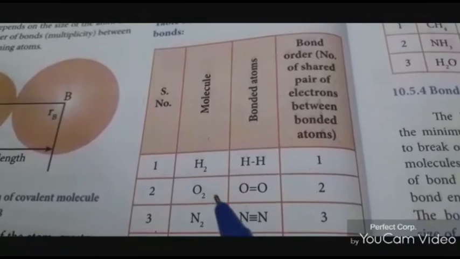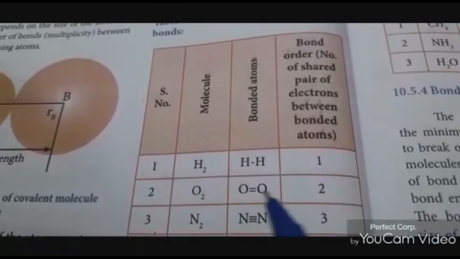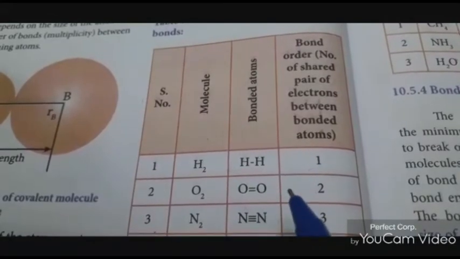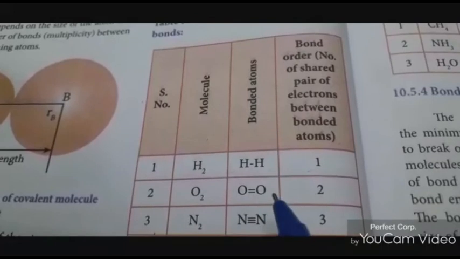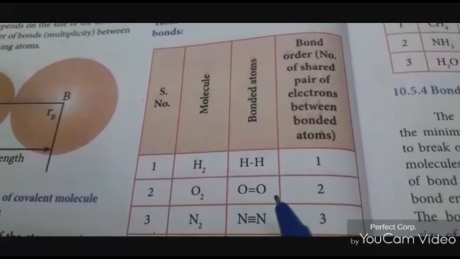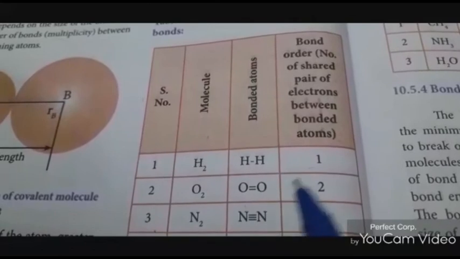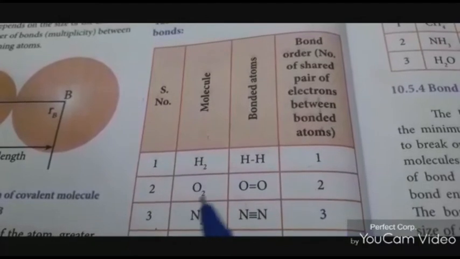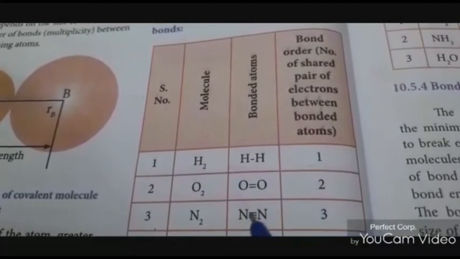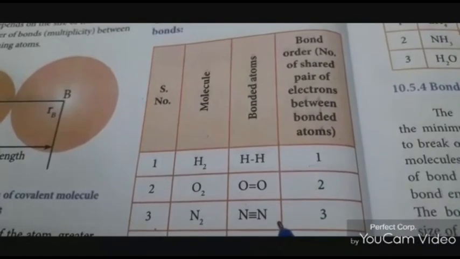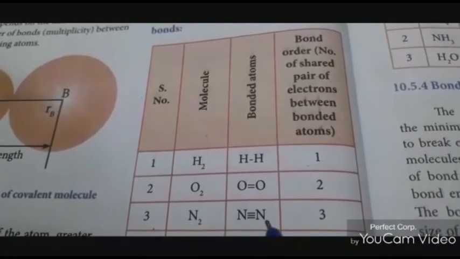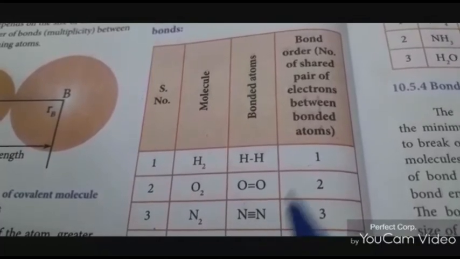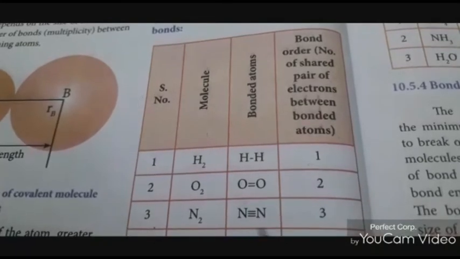Next, oxygen molecule, O2. It should be written as oxygen double bond oxygen, O double bond O, which means the two bonded atoms share two pairs of electrons, hence it forms a double bond. Therefore, the bond order value for oxygen is 2. Next, nitrogen molecule, N2. N triple bond N, which means the two bonded atoms share three pairs of electrons and form a triple bond. So, the bond order value for nitrogen molecule is 3.